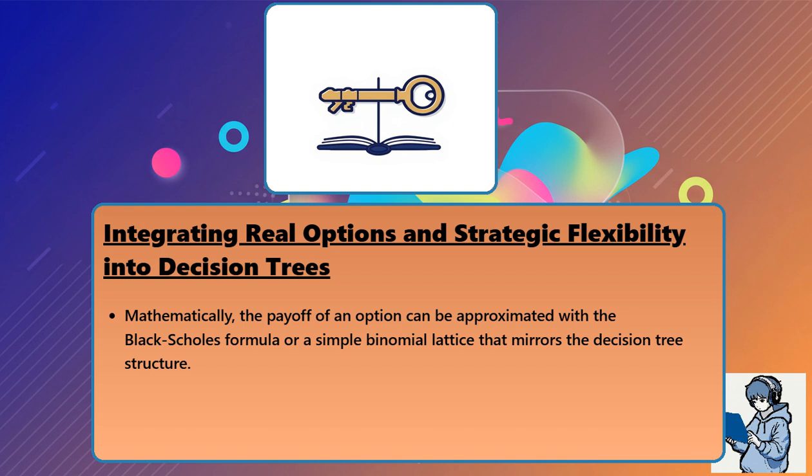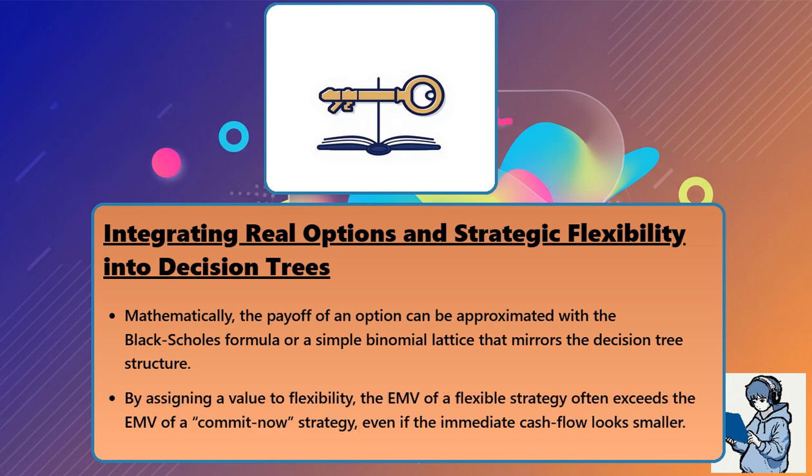Mathematically, the payoff of an option can be approximated with the Black-Scholes formula or a simple binomial lattice that mirrors the decision tree structure. By assigning a value to flexibility, the EMV of a flexible strategy often exceeds the EMV of a commit-now strategy, even if the immediate cash flow looks smaller.